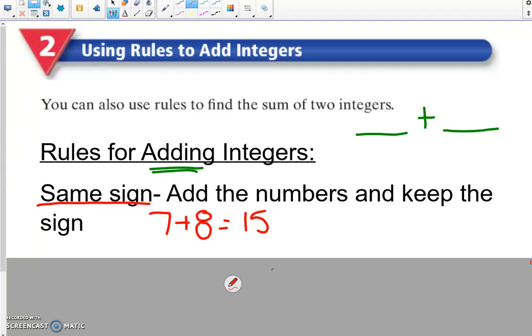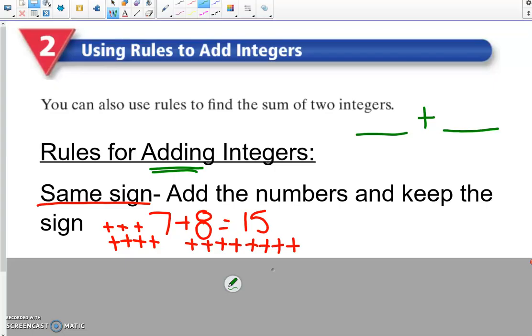The rule says add the numbers. I added 7 and 8. Keep the sign. Well, 7 and 8 were both positive, so I keep positive 15. If I drew my pictures, I'd have 7 good guys, 7 positives. And then I'd add in 8 more positives. And if I put them together, that's 15 positives, so that works.